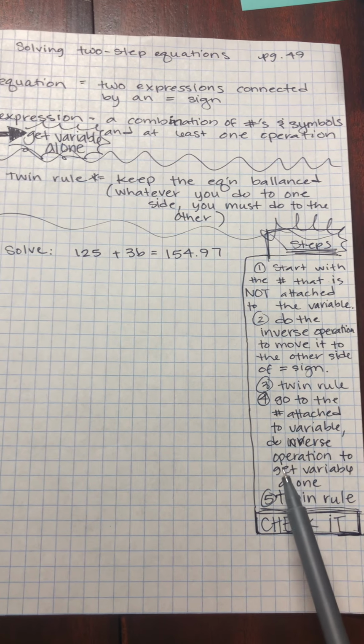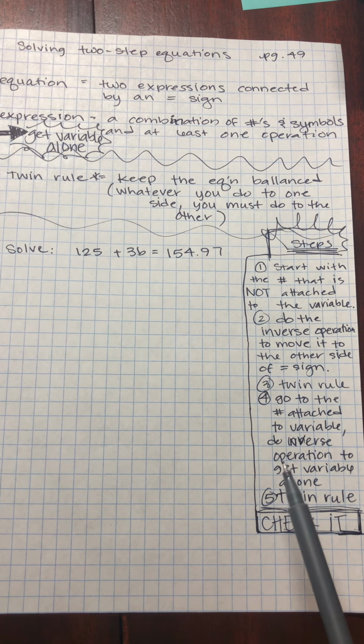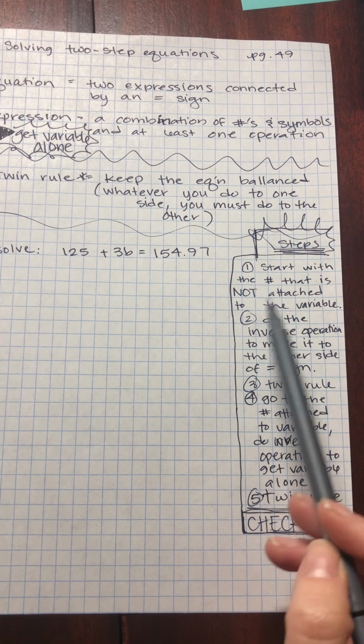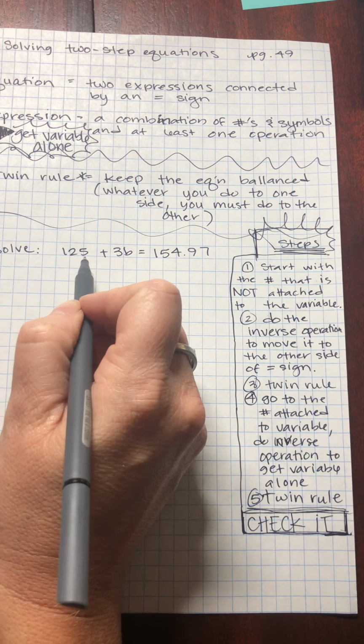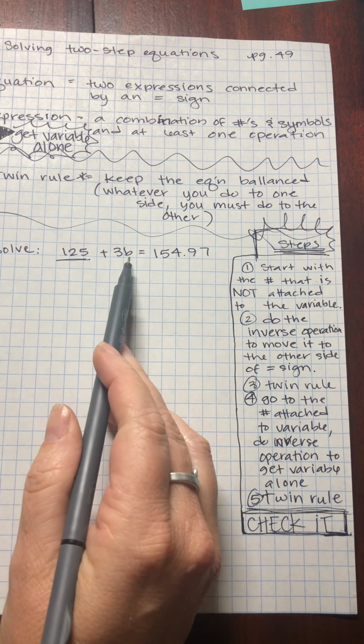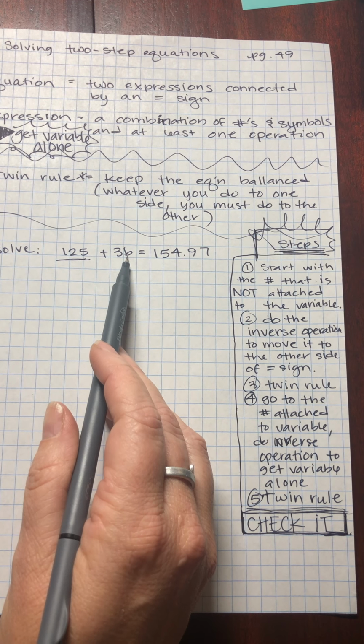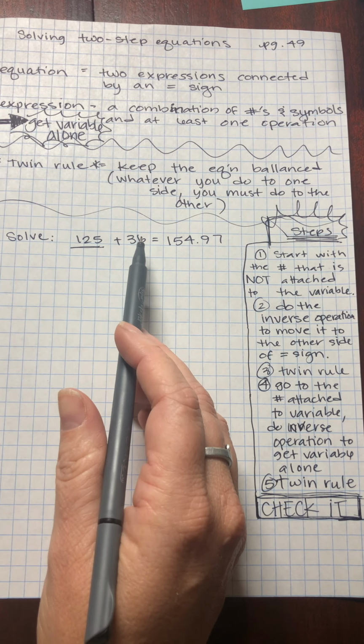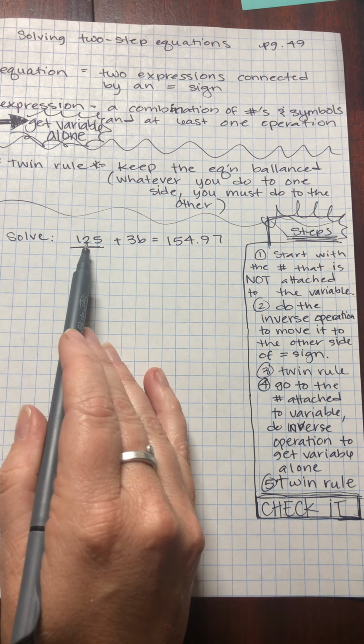Here are the steps that I've written that are most likely review, okay? So we're gonna start with the number that is not attached to the variable. So that would be the 125, right? The goal is to get the variable alone. So the b, we want the b all by itself, okay? So we're gonna start with the other one.